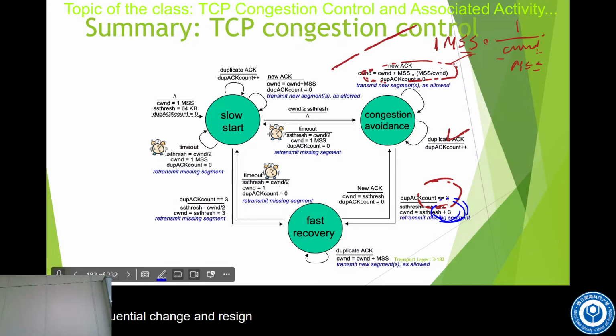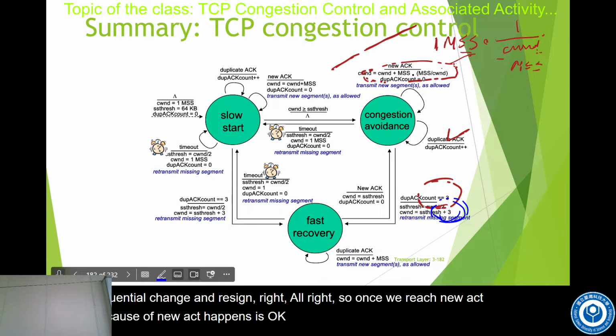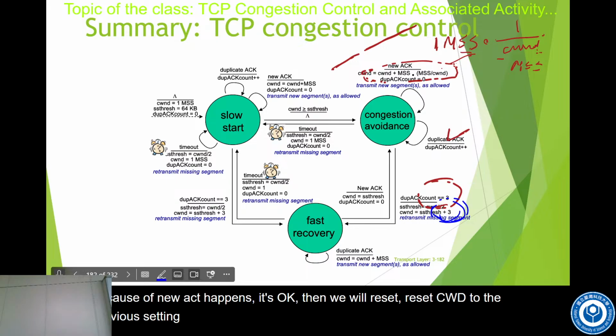Alright, so once we receive a new ACK, obviously it's okay, then we will reset. Reset CWND to the previous setting. Actually, it's half of the previous congestion window, so set it to ssthresh first. And reset the duplicate ACK count to 0.